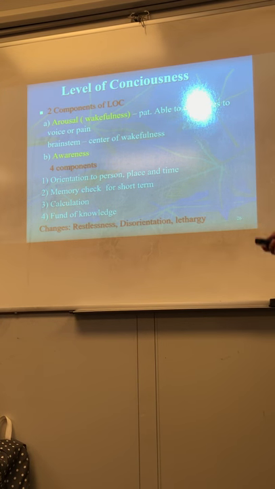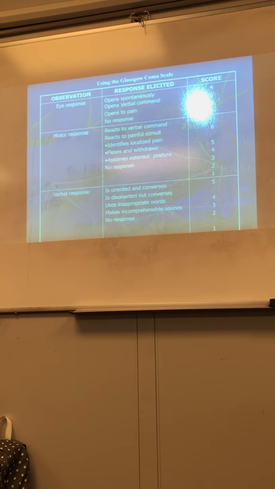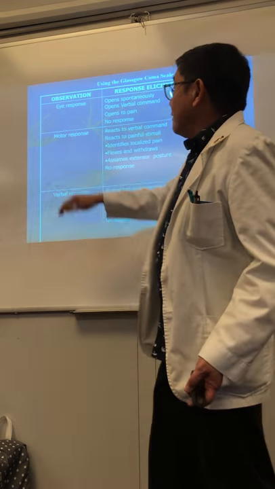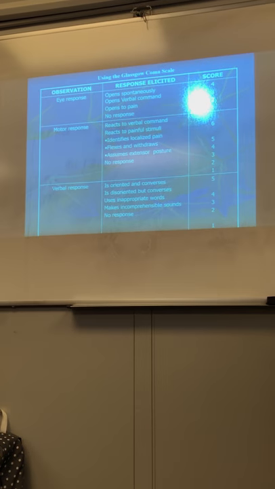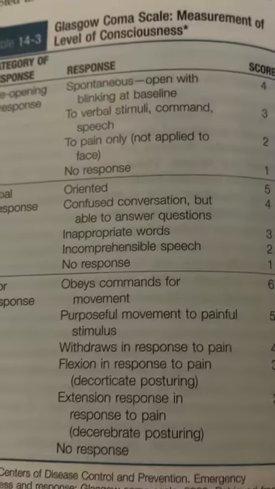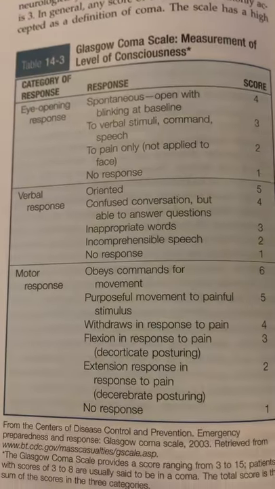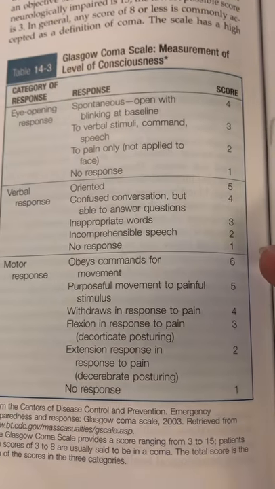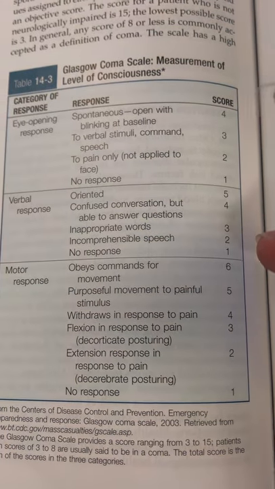Okay. Now, changes, there could be restlessness, disorientation, and lethargy. We'll talk about, I promise you, the Glasgow Coma Scale. Remember, there are three major groups, eye response, motor response, and verbal response. At each section, we'll have different scoring. So eye response will have a scale of 1 to 4, motor response a scale of 1 to 6, and verbal response a scale of 1 to 5. And these are the parameters.